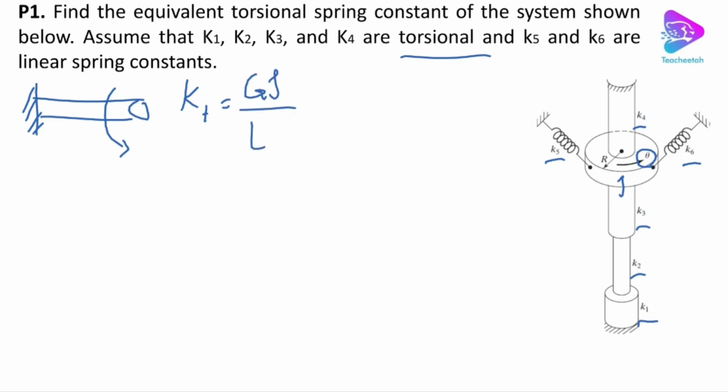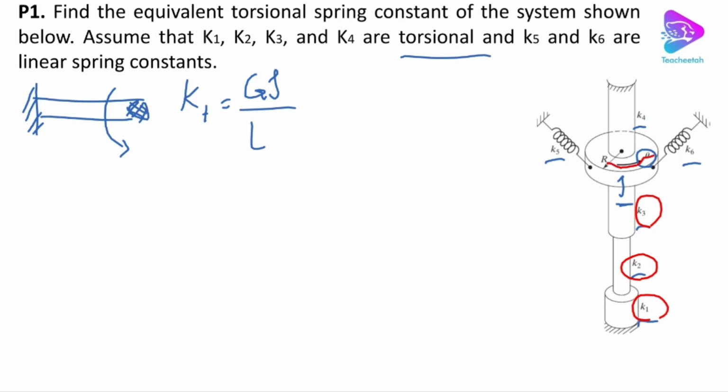L. This J is different from here. This J here is basically our disc moment of inertia, but the J here is the cross-section moment of inertia of a shaft, right? So L is the length and G is the shear modulus, right? So for now, let's see what we have here. As you see, if we look at these K1, K2, and K3, I'm gonna look at them separately. So just focus on K1, K2, and K3.